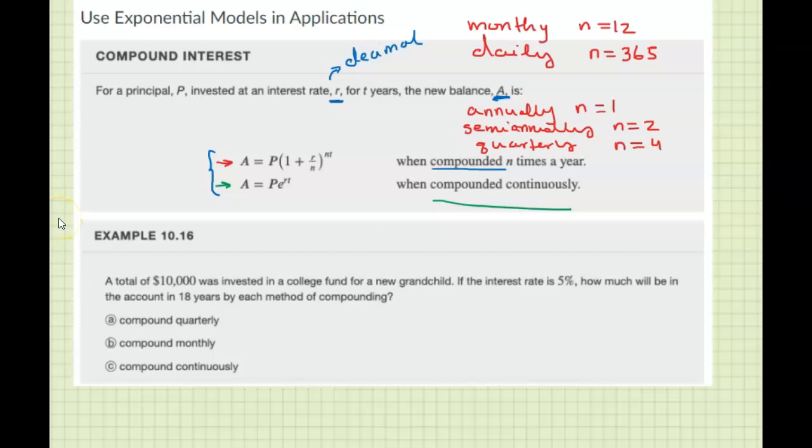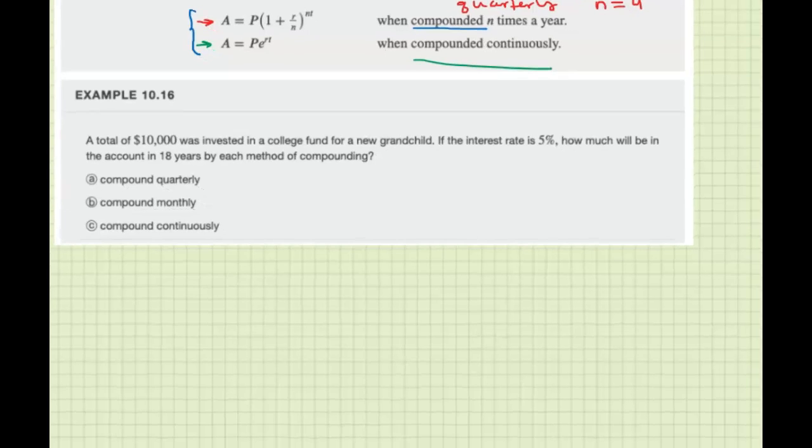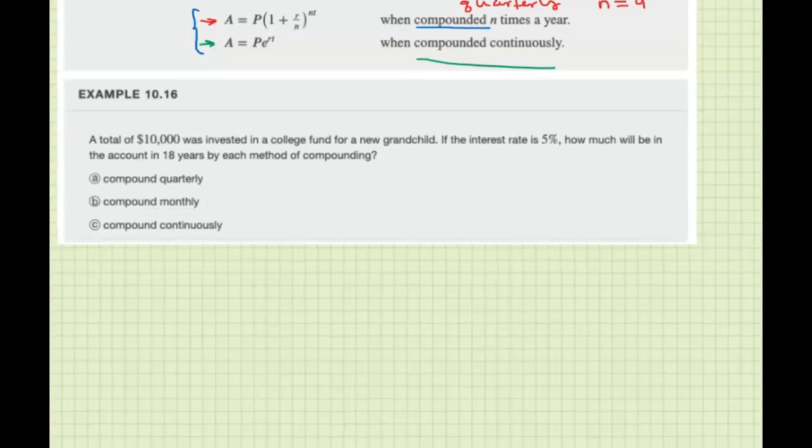So let's look at this example, and we're going to read through, decide which formula is applicable, and then apply it to get the amounts. A total of $10,000 was invested in a college fund for a new grandchild. If the interest rate is 5%, how much will be in the account after 18 years by each method of compounding? We're asked to compound quarterly, monthly, and continuously.